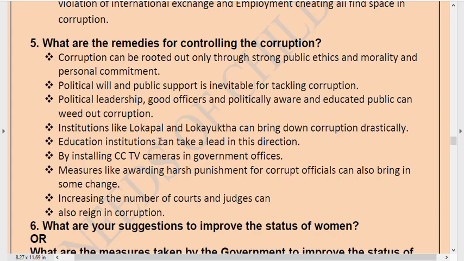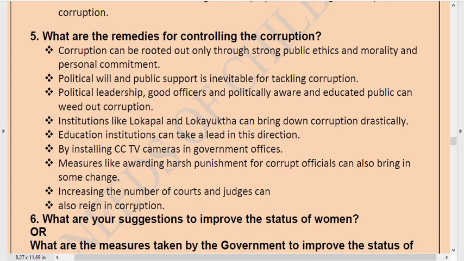Institutions like Lokpal and Lokayukta can bring down corruption drastically. Educational institutions can take a lead in this direction, and CCTV cameras can be installed in government offices. Measures like awarding harsh punishment for corrupt officials also bring in some changes. Increasing the number of courts and judges can also rein in corruption.